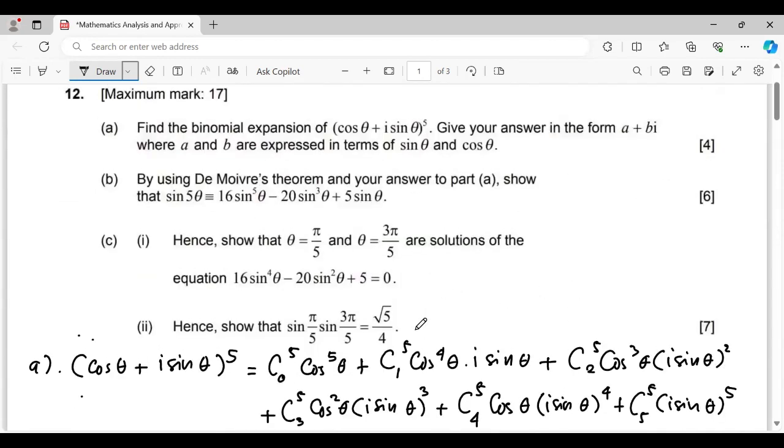Next, 12b. By using De Moivre's theorem and your answer to part A, show that sine 5 theta is equivalent to 16 sine power 5 theta minus 20 sine cube theta plus 5 sine theta. Okay.